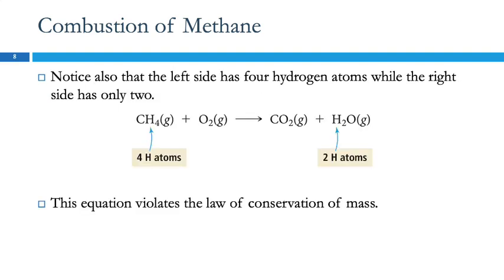We also have a problem with the hydrogens. There's 4 hydrogens over here, and now there's only 2 hydrogens. So 2 of the hydrogens disappeared? That's not possible. The law of conservation of mass says that the mass of the products has to be equal to the mass of the reactants. So there's something wrong with our equation.